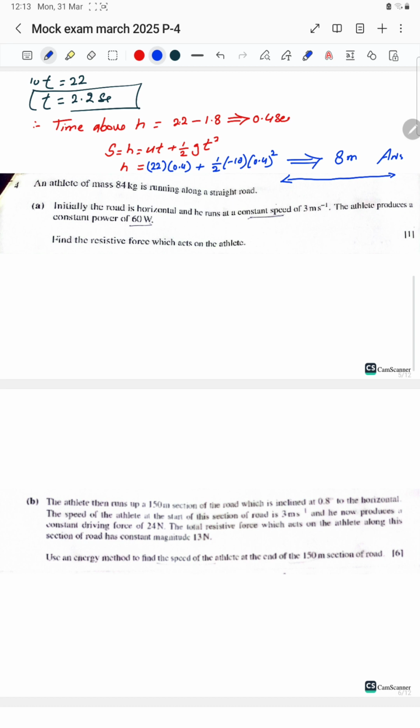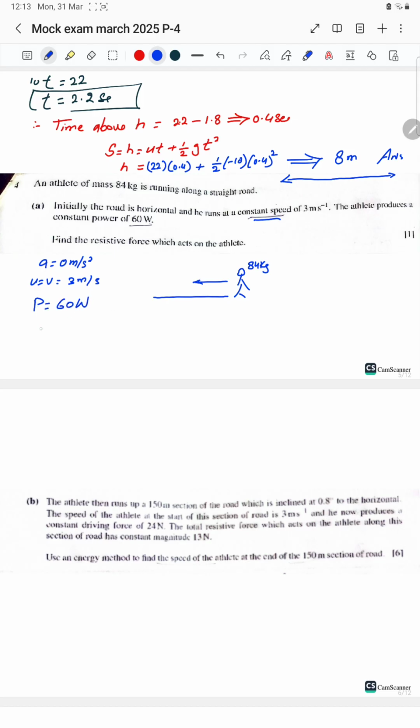Okay, next question. An athlete of mass 84 kg is running along a straight road. The person is running along a straight road, going here. Its mass is 84 kg. Initially the road is horizontal and he runs at constant speed. Constant speed means acceleration is 0, so a is 0 meters per second squared, and speed u and v are the same, that is 3 meters per second. And the athlete produces a constant power, that is 60 watts.